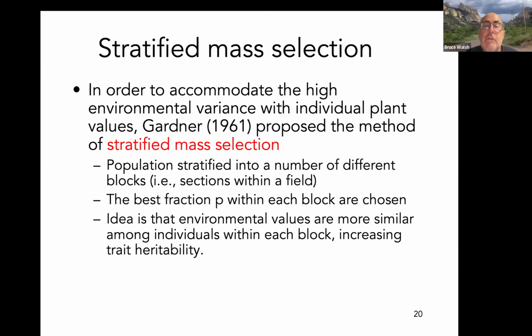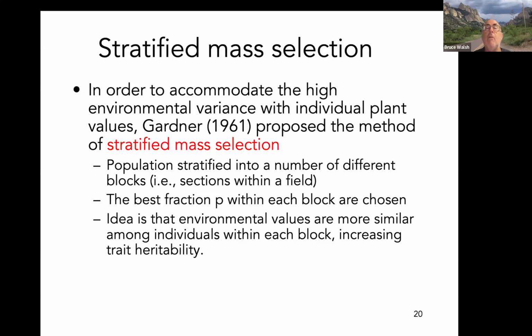There's another way to do it. And this is an idea by Gardner in '61. Gardner noticed that with open pollinated populations of maize, if you simply pick the best 5% of plants in the field, you get very little response. Why? The field is very heterogeneous. And those 5% best may simply be those 5% that are in the best part of the field.